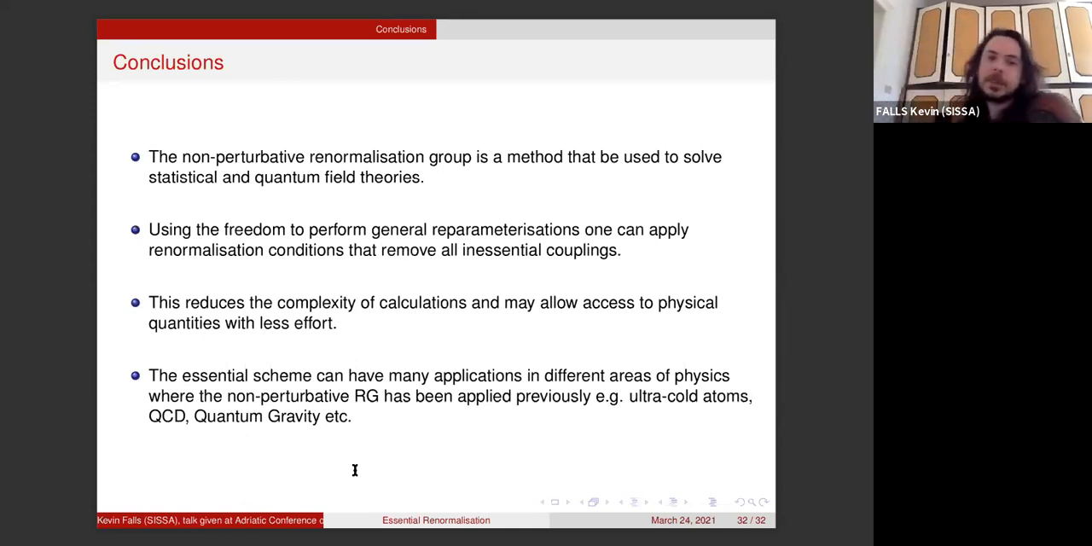And the point here is that, although I've just discussed a single scalar field, really these ideas, this essential scheme, can be adapted to all the different other applications of the RG. So for example, to applications in ultra-cold atoms, to QCD, to quantum gravity, and to many other things. So hopefully this idea can be universally applied to make this method more useful and to allow us to obtain quantities more easily. So this is the message.